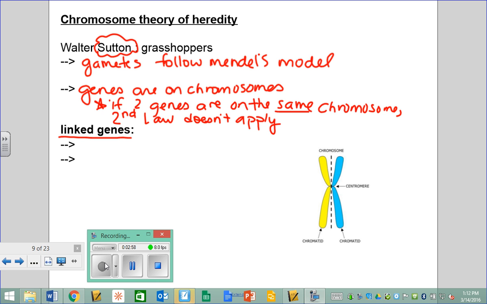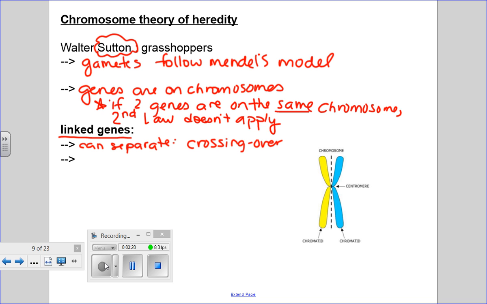You have 23 chromosomes, you have 2 copies of each. Each of them has several genes on it, which means that you're going to inherit those together. Linked genes can separate, however, if crossing over occurs. And so I'm going to remind you all what crossing over is and when it might happen. There's a lovely little picture here of a chromosome with its sister chromatid. So that goes back to the very first chapter.